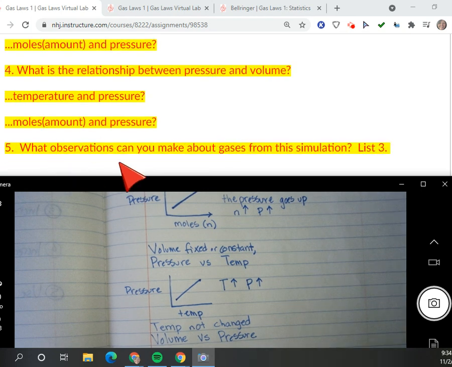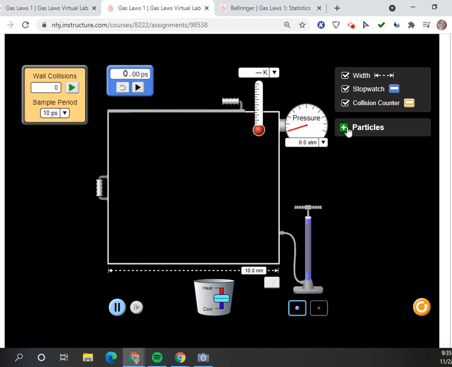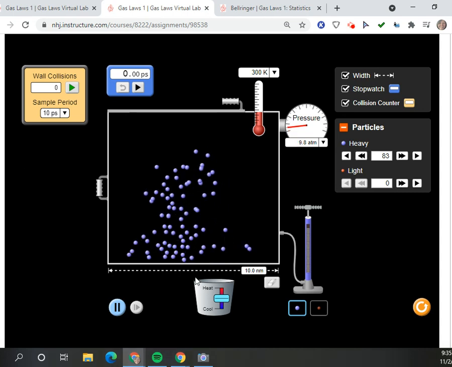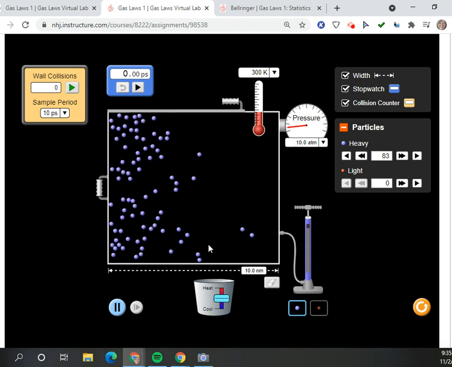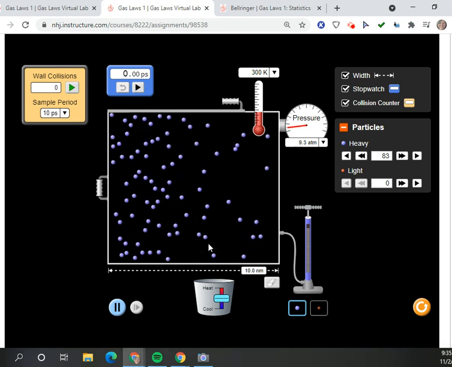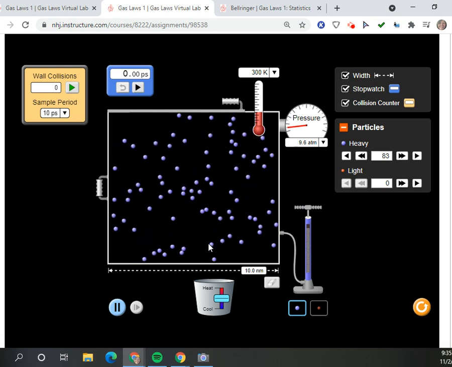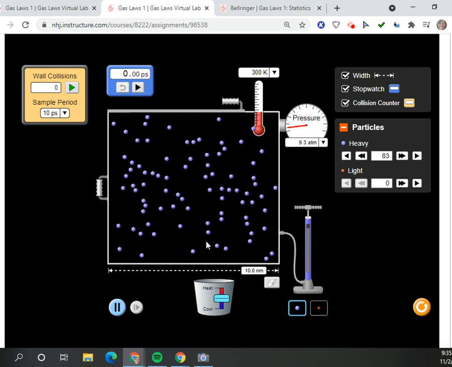All right, so observations that you can make about gases from the simulation. Well, there's a few things that we can look at. We could go ahead and give us all of our information that we have. We could add some gas. You're going to have to answer these on your own, but you have to have 3. So if we look at the movement, do you notice anything specific about the movement of gas molecules? Okay, so there's no set pattern.